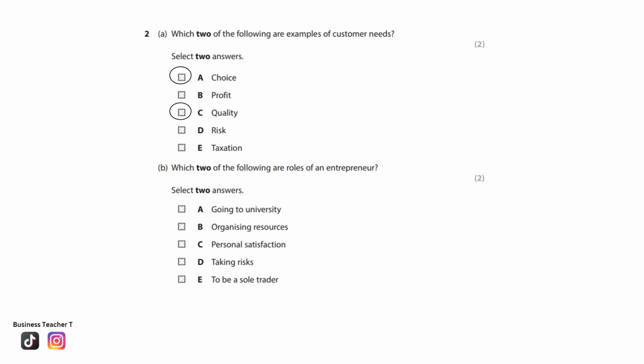Next question. Which two of the following are roles of an entrepreneur? Select two answers. A. Going to university. B. Organising resources. C. Personal satisfaction. D. Taking risks. Or E. To be a sole trader. And the answers are B. Organising resources and D. Taking risks.